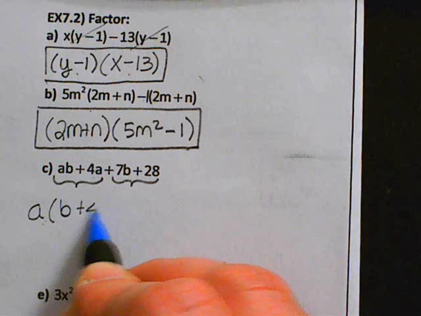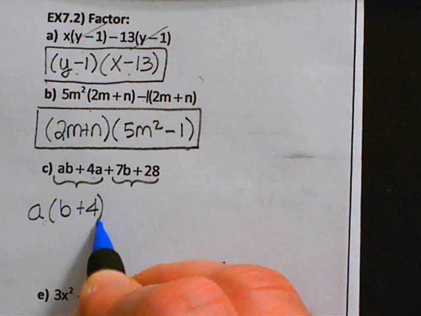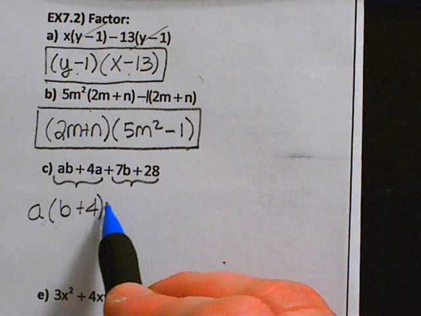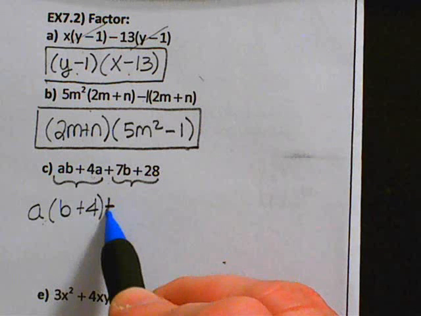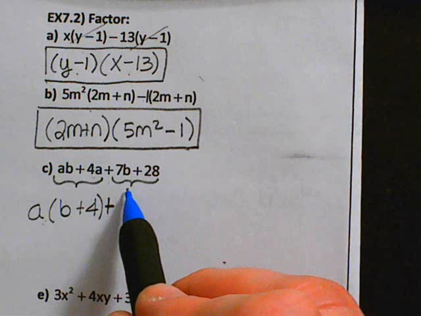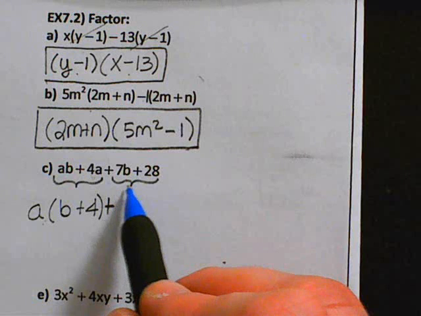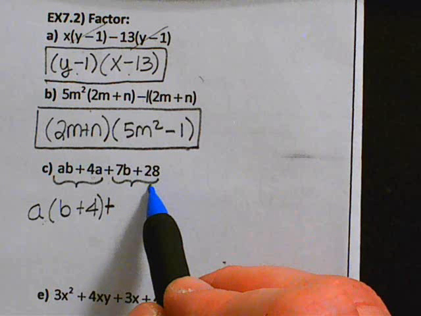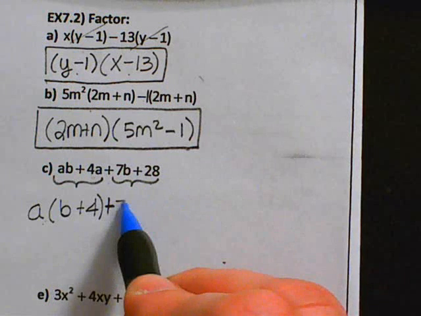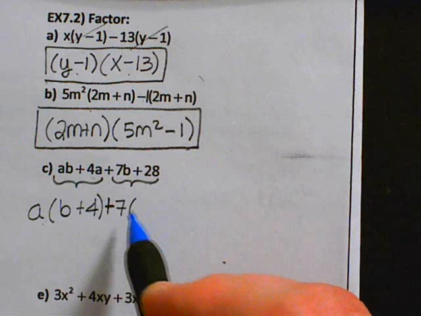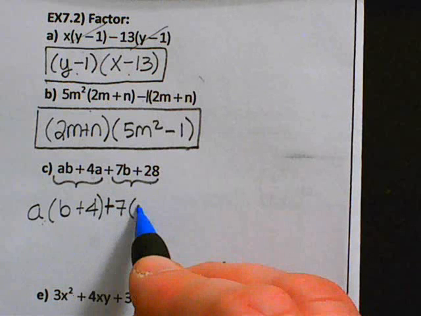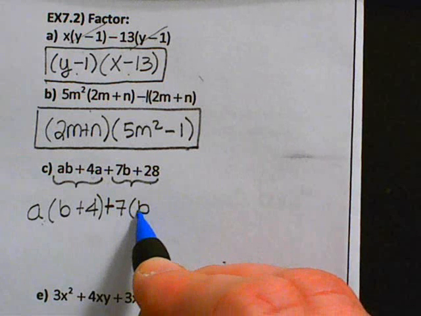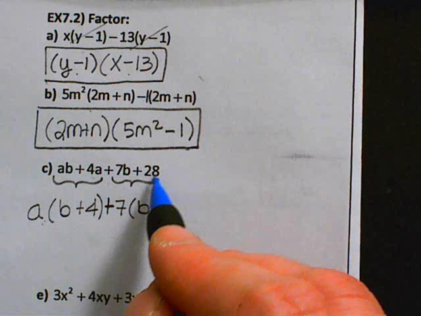Now I'm going to bring down that positive that's in the middle. I'm going to ask myself, what number can I factor from 7b and 28? And the answer is 7. And if I factor out 7, 7b divided by 7 gives me b. And then 28 divided by 7 gives me 4.